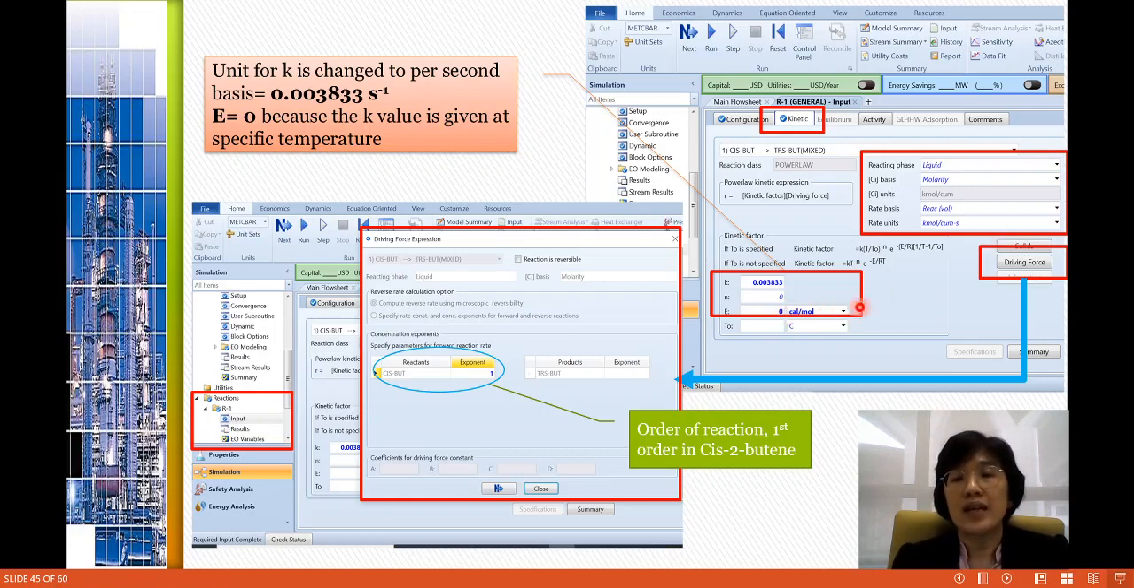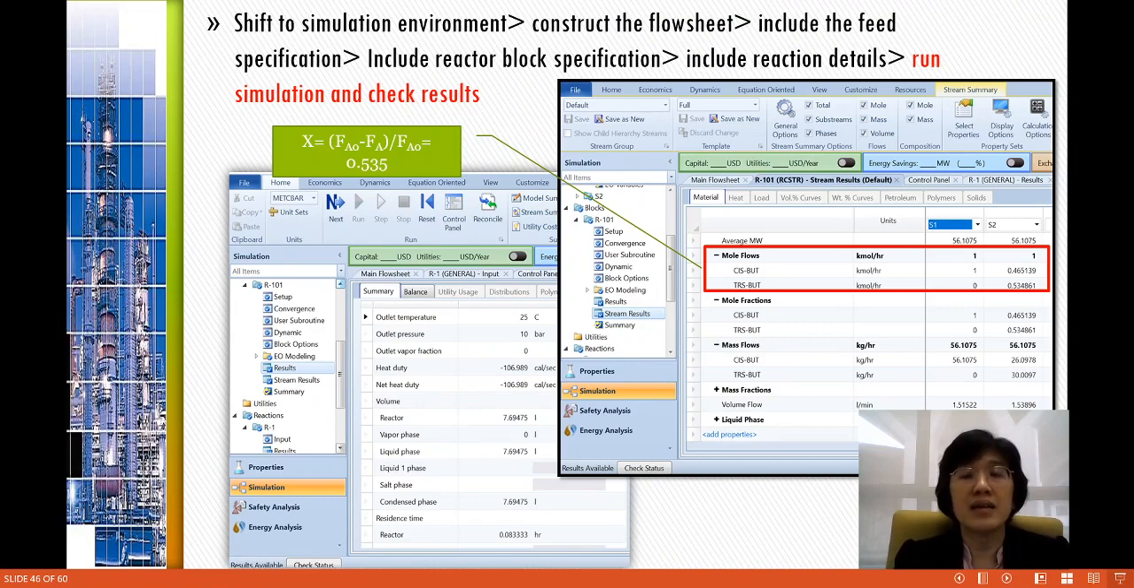So once you have done this, click driving force. Driving force is basically for you to include the order of reaction. So it's first order in cis-butene. Just put first order in cis-butene. The others you don't need to disturb. Just put the order of reaction here and close it. So once this is done, just click next. You'll be guided to run the simulation and check the result.